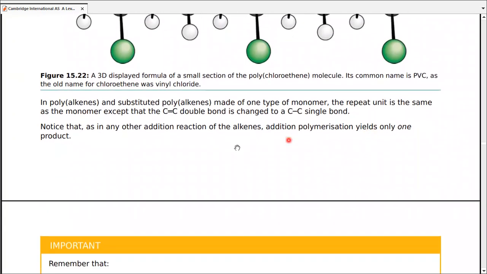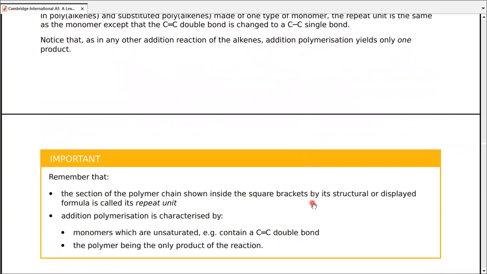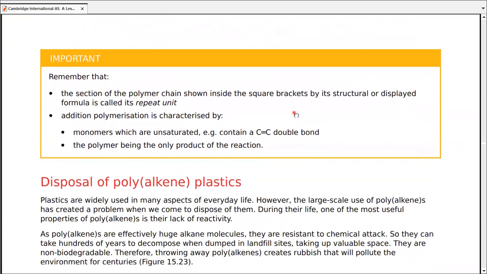Okay, so in polyalkenes or substituted polyalkenes made up of one type of monomer, the repeat unit is the same as the monomer, except that the carbon-carbon double bond is changed into a single bond. Notice, as in any other addition reaction of alkenes, addition polymerization yields only one product. Now, these are some specific rules or boundaries they're setting so that it's easier for you to answer the MCQ questions.